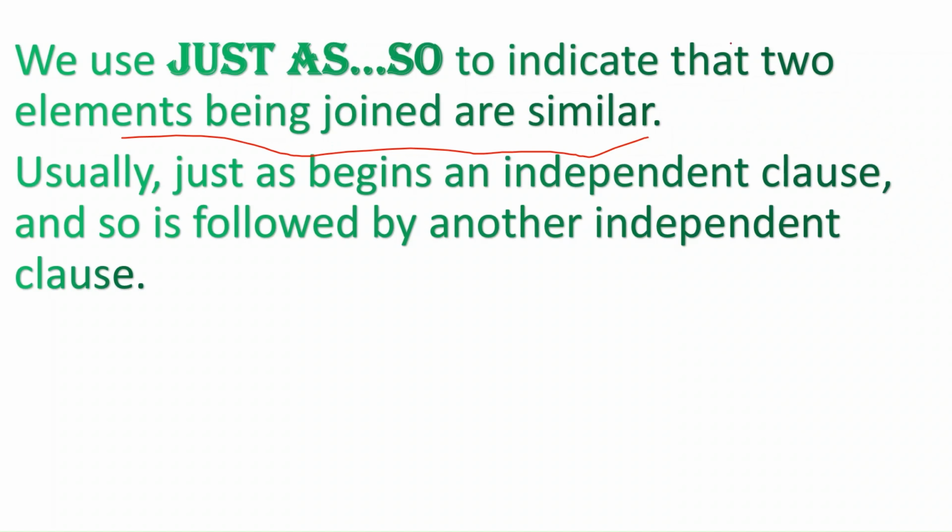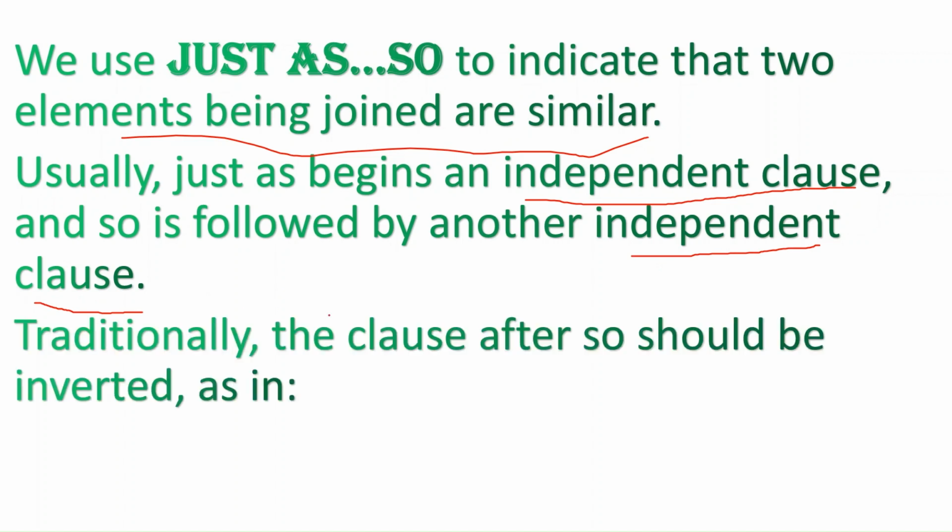Usually just as begins an independent clause, and so is followed by another independent clause. So basically they join two independent clauses. That's what you need to remember: when we use just as...so, they join only two independent clauses.